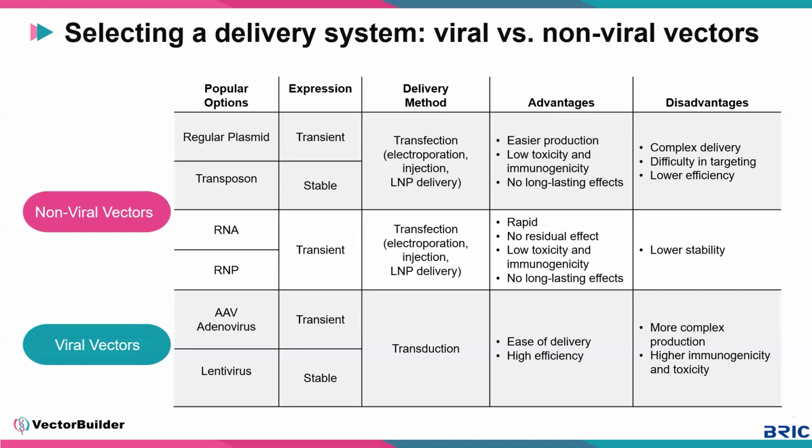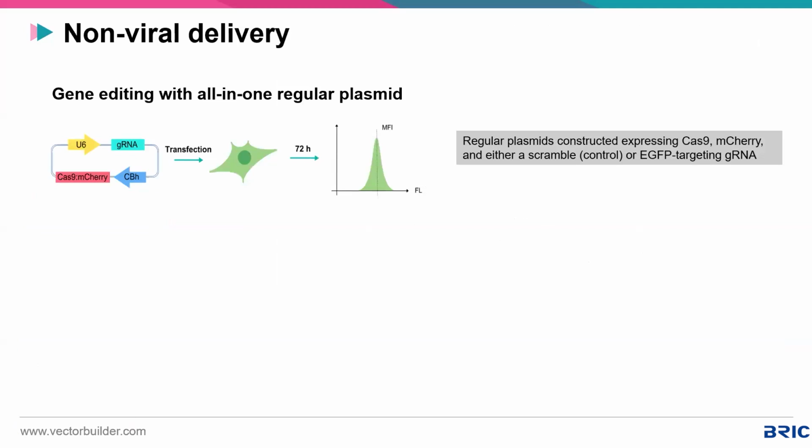You would use a regular plasmid and transfect it into the cells. The expression here is transient. It does not integrate into the host genome, so the expression is transient. This is gene editing with an all-in-one regular plasmid, the data that I'm showing here. We have our vector components, guide RNA and Cas9, all in a single vector, and we're transfecting this vector into human embryonic kidney cells that are expressing GFP.